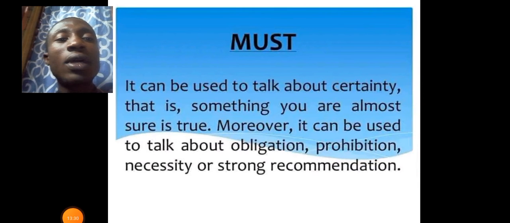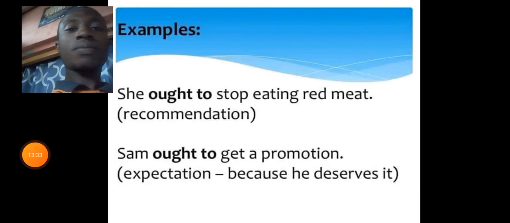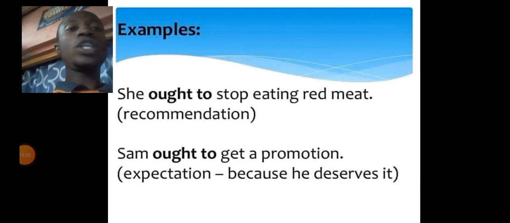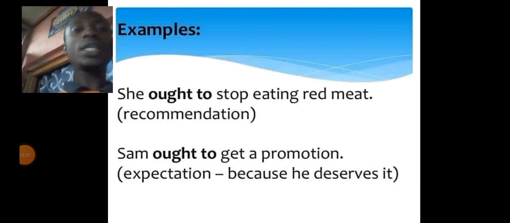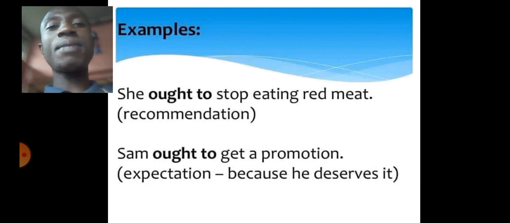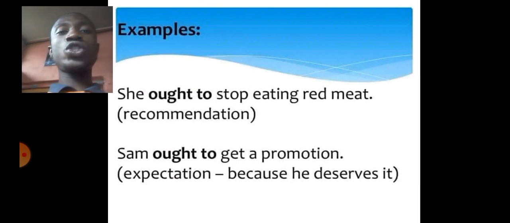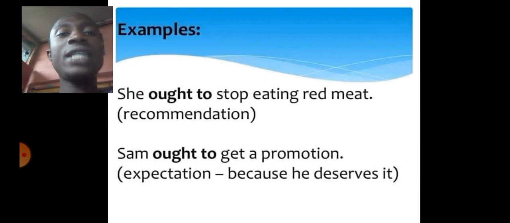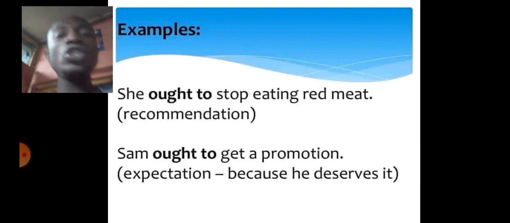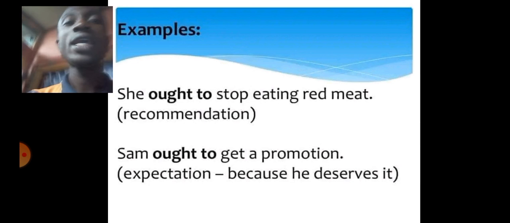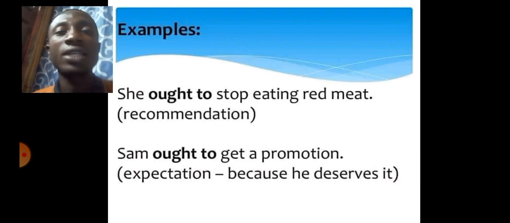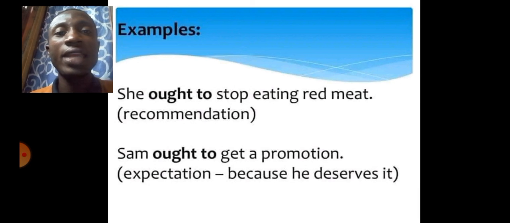Example, let us consider the examples below. Ought to is used to show recommendation. Example, she ought to stop eating red meat. As I already stated, here it is used to show recommendation.